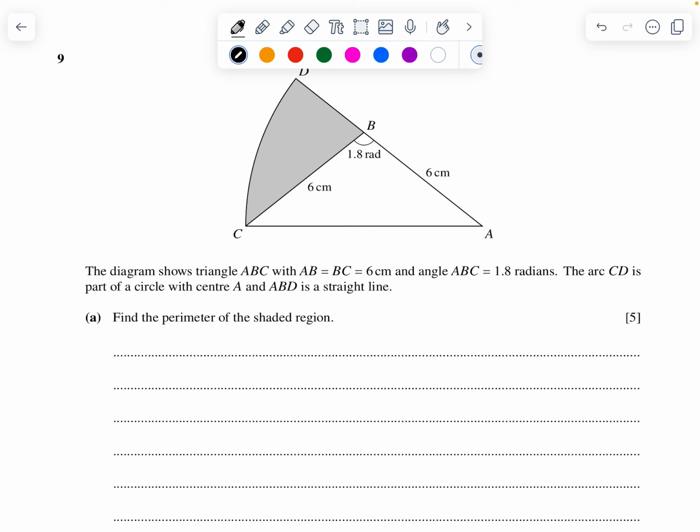So for that, first of all, I should be finding out the value of AC. So AC square equals to 6 square plus 6 square minus 2 times 6 times 6 times cosine 1.8. From there I get the value of AC as 9.40. I got the value of AC as 9.40.